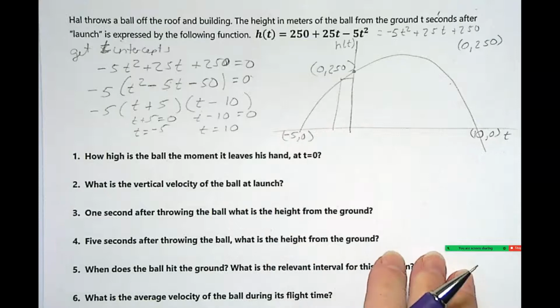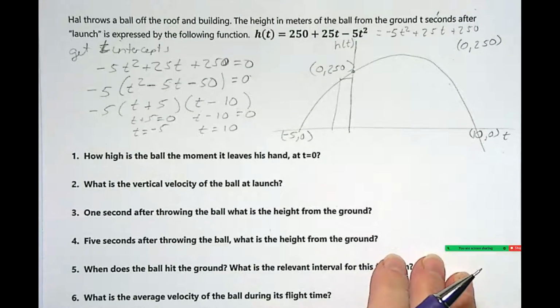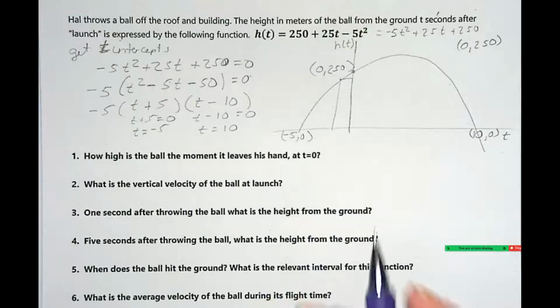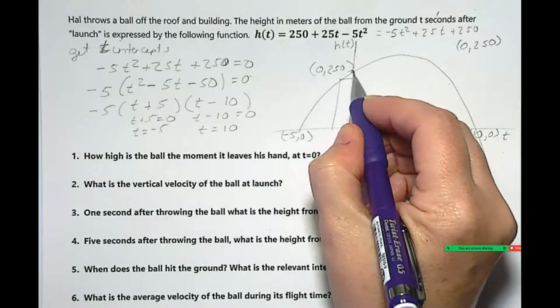Now the main thing I want to distinguish when we're doing this problem is when we're doing algebra and when we're doing calculus. Number 1: how high is the ball the moment it leaves his hand? Can you tell me where on the graph the ball is when it's leaving Hal's hand? At time 0. 250. Right there is where the ball starts its path.